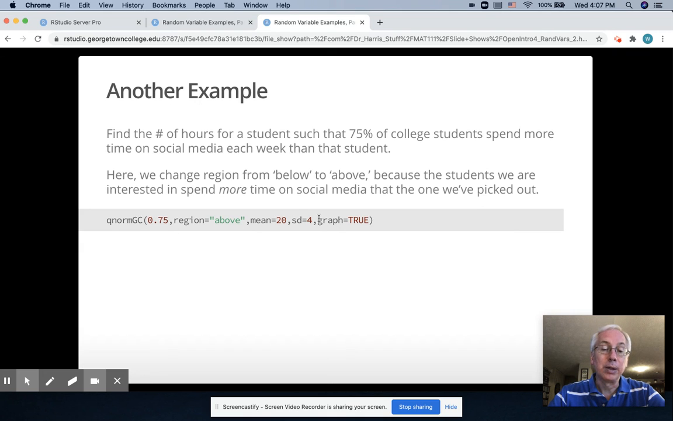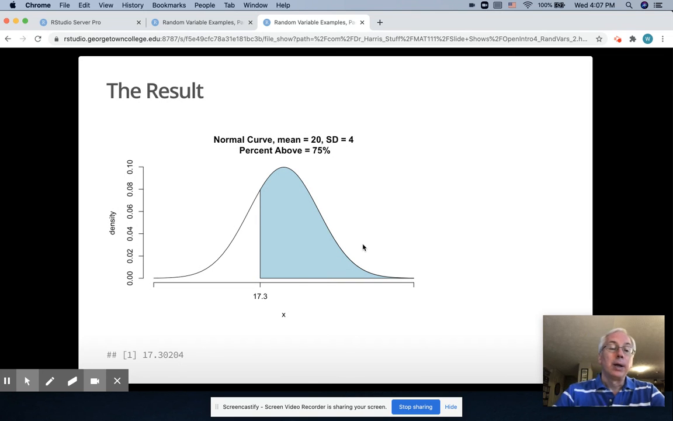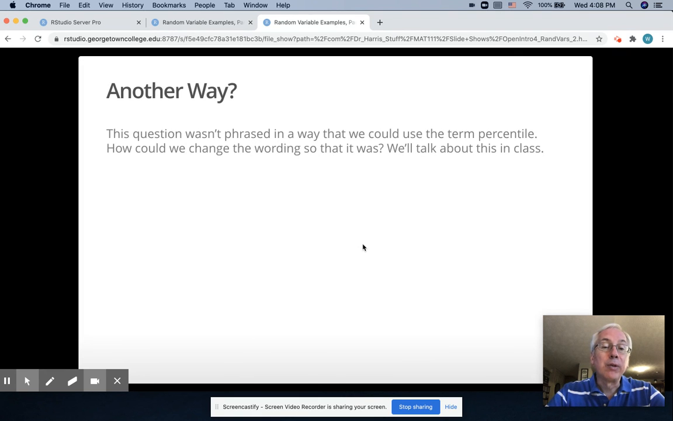Again, we still supply the mean and standard deviation. We get the graph, and we discover that the answer this time is 17.3 hours. So we would say that 75% of students spend more than 17.3 hours on social media each week. Using this computation, it's not a percentile per se that we're finding. However, we could have rephrased or reworded this question so that the word percentile did appear in the question. I'd like you to think about that, and we will talk about this idea in class when we get together.